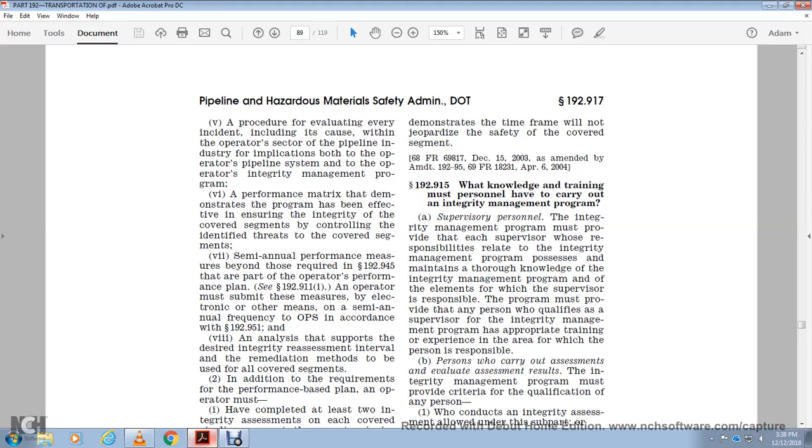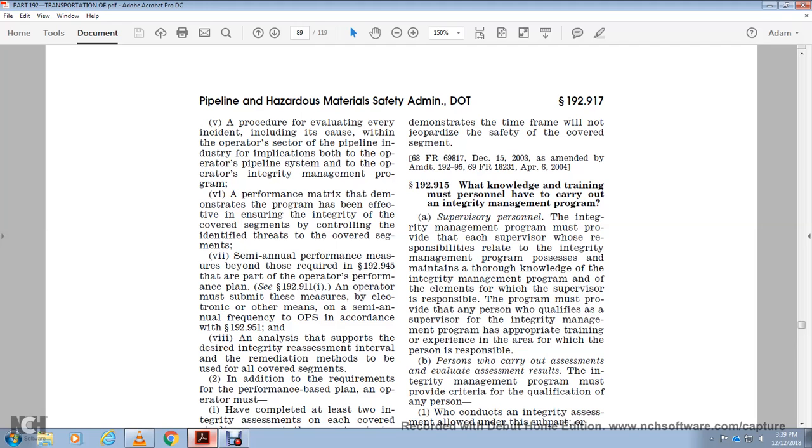In 192.915, the knowledge and training of personnel that have to carry out the integrity management program. Supervisory professional personnel, the integrity management program must provide for each of these the responsibility related to the integrity management program, possess and maintain thorough knowledge of the integrity management program and of the elements, with the supervisor responsible for the programs and for the provider of the training. The person qualified as supervisor for the integrity management program has appropriate training and experience in the area for which the person is responsible, the person who carries out the assessment with the assessment result.